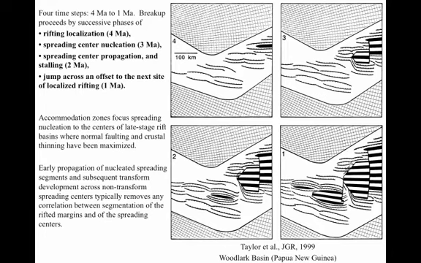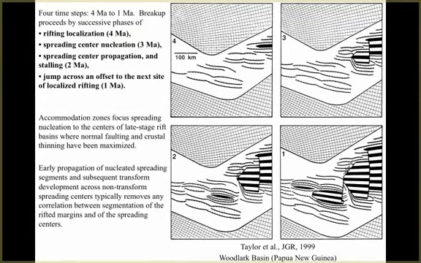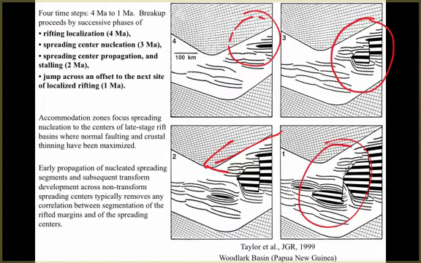And we looked at the time steps over this process, from rifting localization at 4 million years to spreading center nucleation at 3 million years, the propagation of that spreading center, and a stop-start process within the development of this rift. And then we saw, at 1 million years, jumping across offsets to next sites of localized rifting.